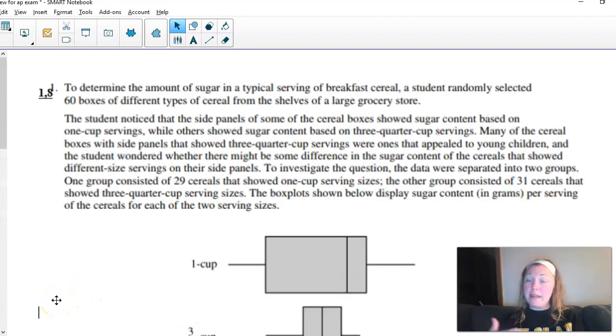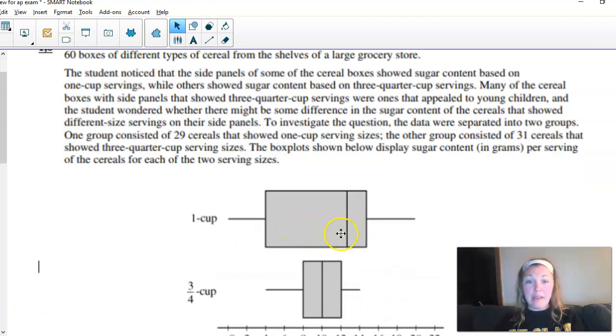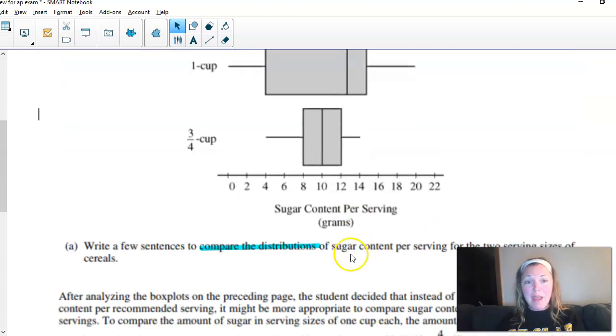This one here is a number one question. Typically on an AP test, there's 6 questions, right? And the first question is really about exploring relationships. I'm not going to read through the question. I'm just going to say, hey, here they give you 2 box plots, right? And part A says, write a few sentences to compare the distributions.